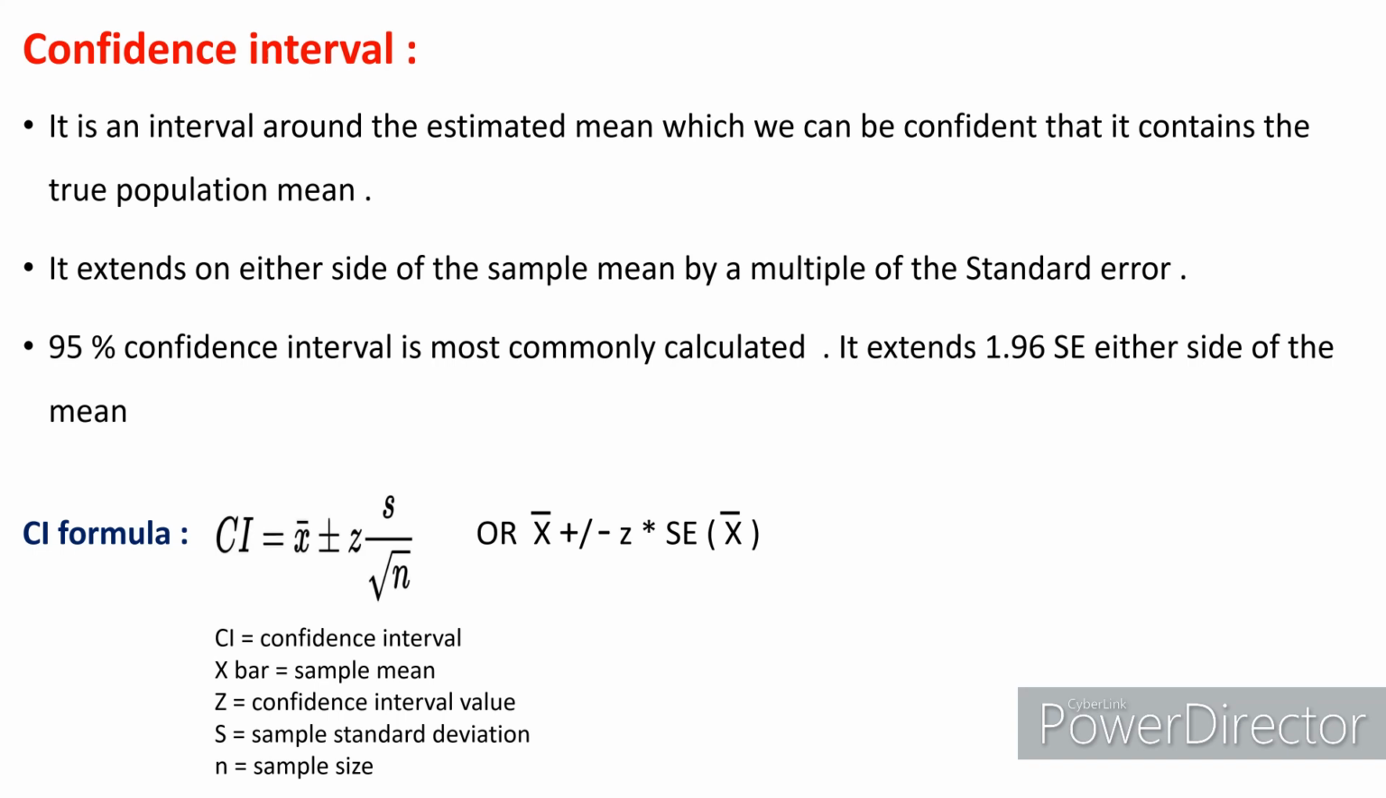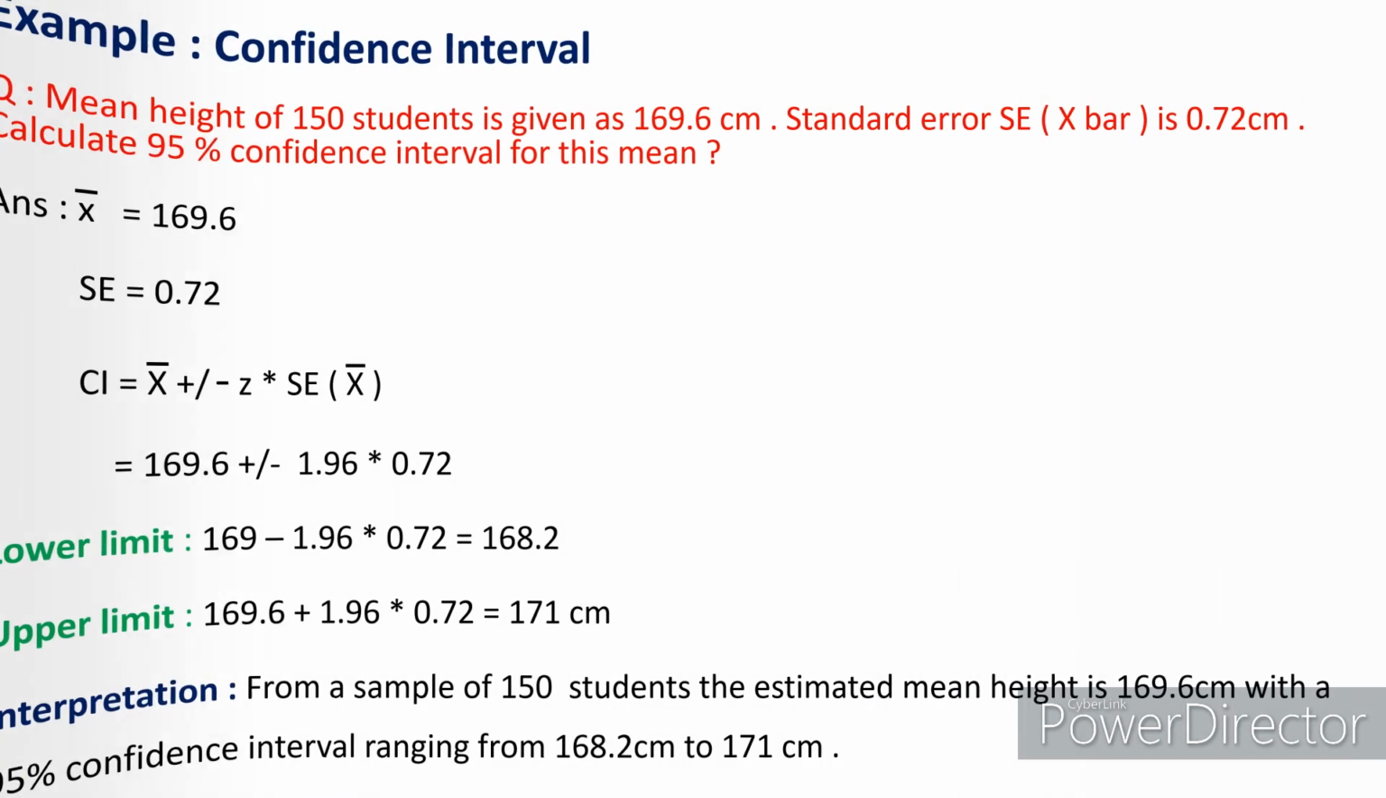So let's understand the terms in the formula. CI, that is nothing but the confidence interval. X bar is nothing but the sample mean, whereas z is the confidence interval value, whereas s is the sample standard deviation. Okay, now be clear, sample standard deviation, whereas n is the sample size. So let's understand with a numerical example.